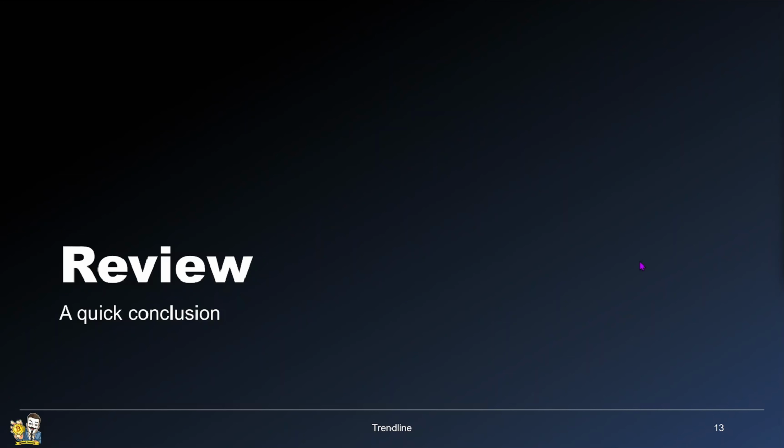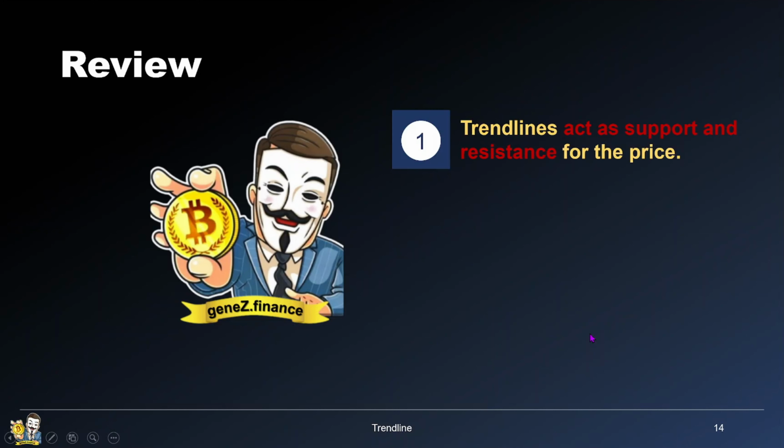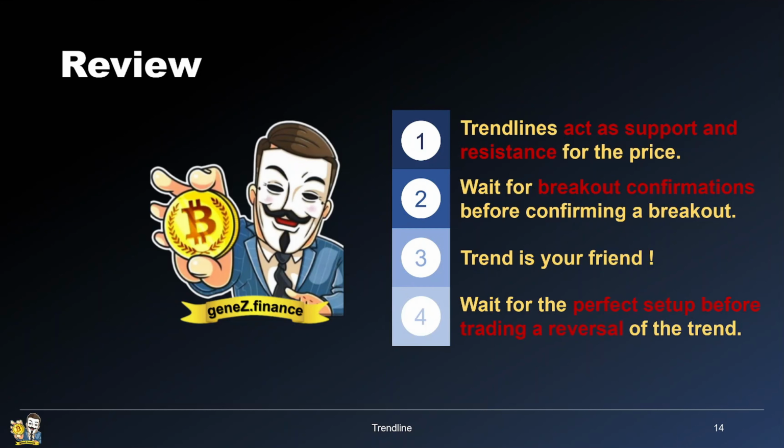Okay, let's conclude this class with a quick review. First, we saw that trend lines act as support and resistance for the price. We also saw that we have to wait for breakout confirmation before confirming a breakout. Then, we studied the trend is your friend strategy. And finally, we saw how to wait for the perfect setup before trading a reversal of the trend.